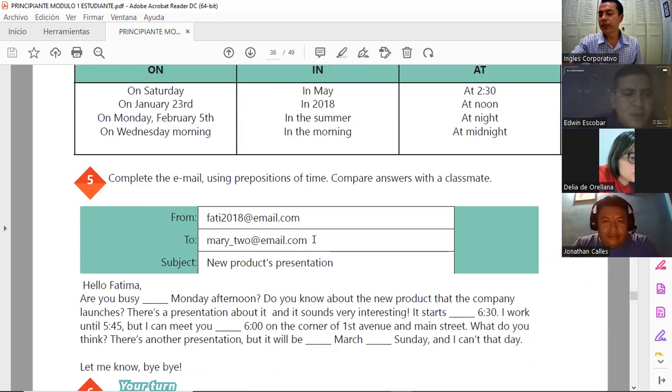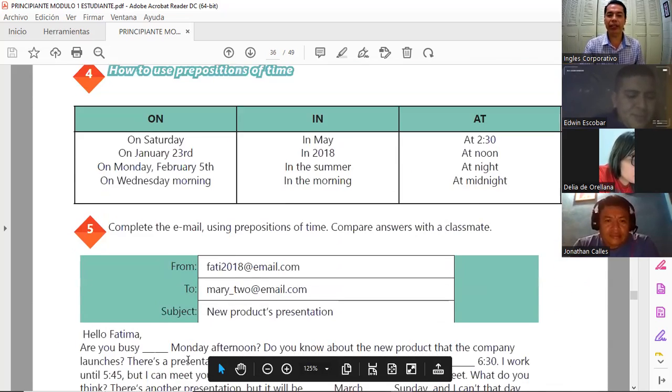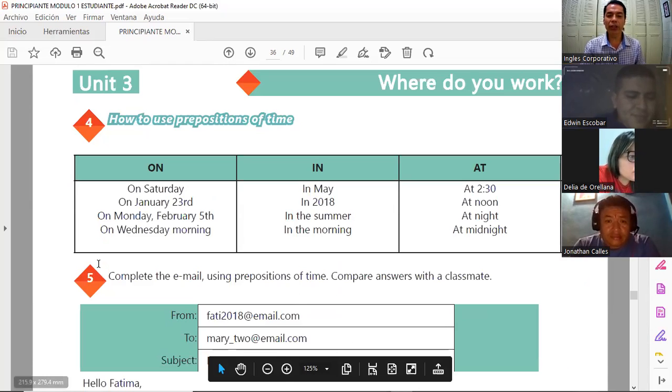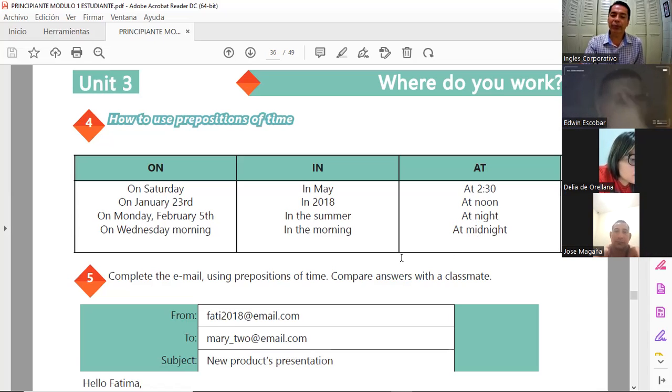Prepositions, right? So this is in your manual, page number 36. Page 36, right? The prepositions on, in, and at. So I repeat, we use on when we refer to days and parts of the days and dates, fechas, right? We use in for months, years, seasons, and parts of the day. We use at for some specific time, right? The time, noon, night, midnight, and other examples, right?